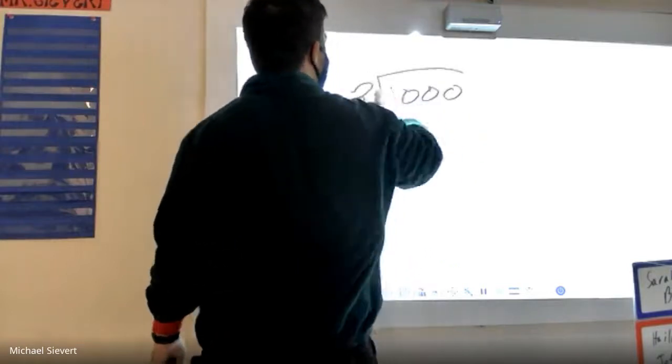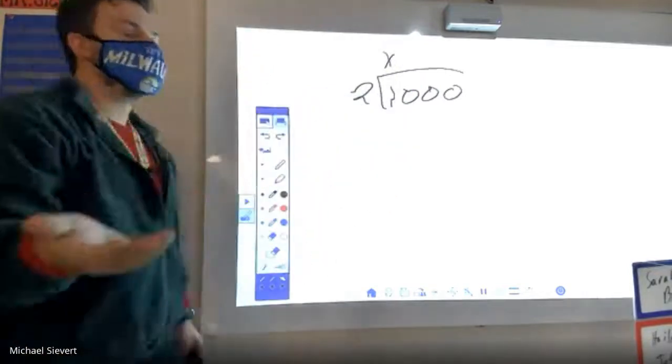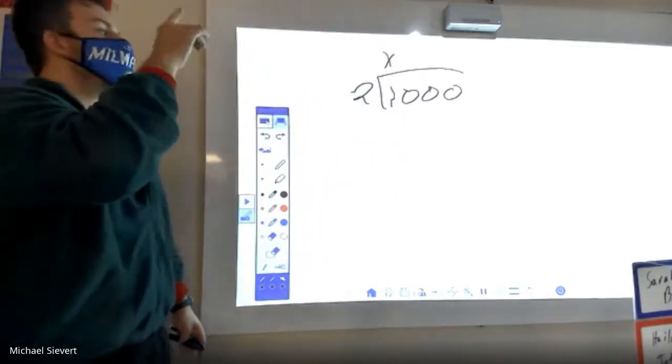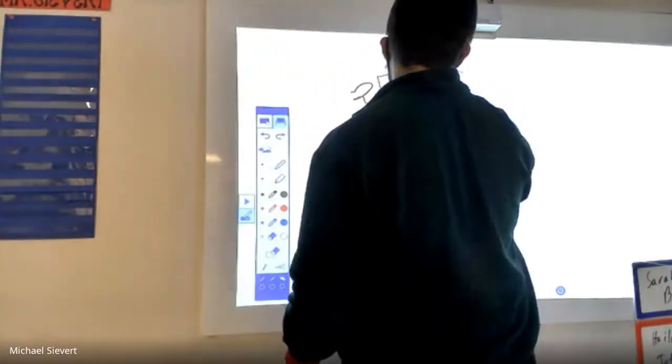1,000 divided by 2. Can't go into 1. So I like to put an X. You can put a 0 there. That's fine. How many groups of 2 go into 10, Destiny? It is 5. Yes, thank you so much.